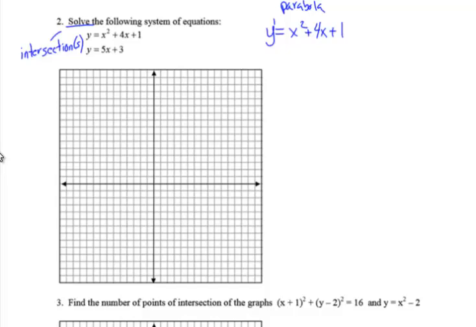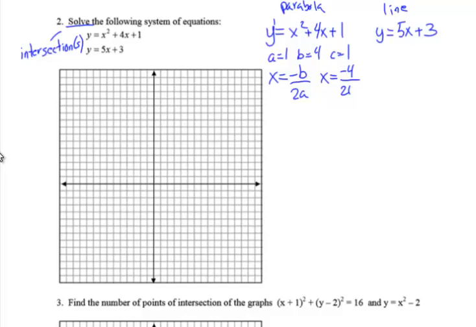And then I've got y equals 5x plus 3. That's a line. They're both to the first power. All right, so for my parabola, a is 1, b is 4, and c is 1. And I want to find my axis of symmetry, which is x equals negative b over 2a. So the negative 4 over 2 times 1 is negative 4 over 2, which comes out to be negative 2.